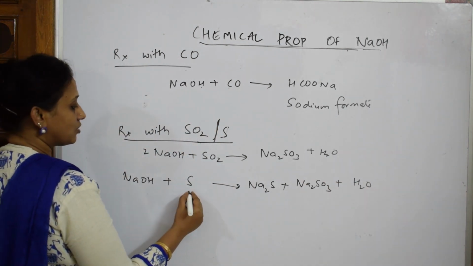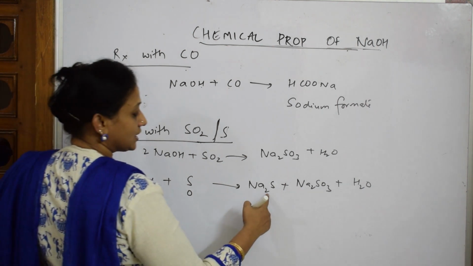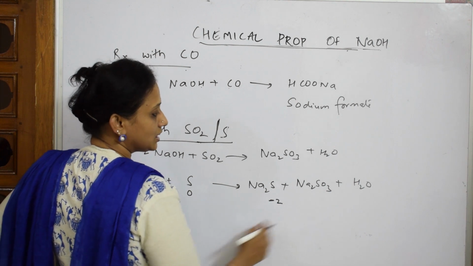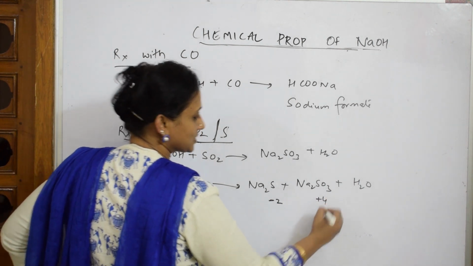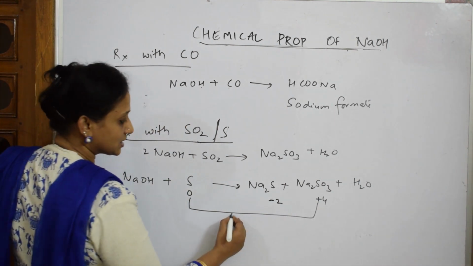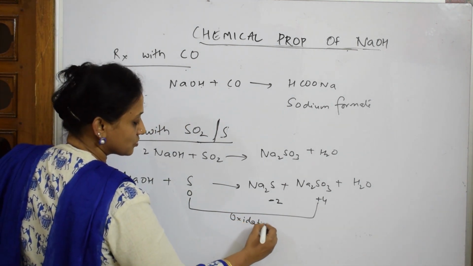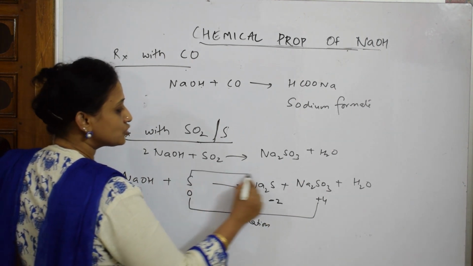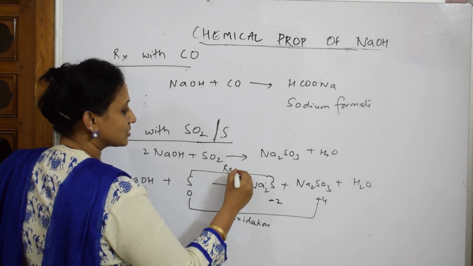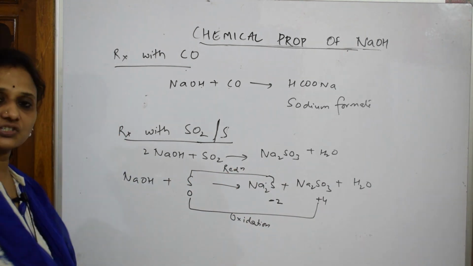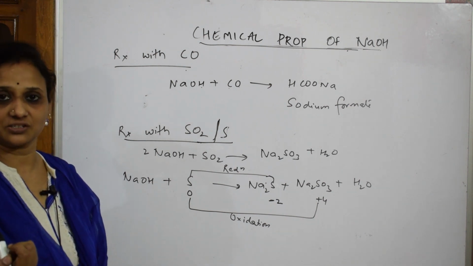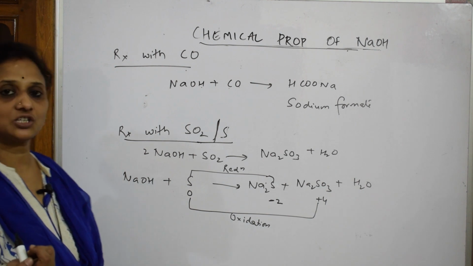Now let us see. Here the sulfur oxidation state is 0. Here, when I take Na2 as +2, this becomes -2. Now in this case, when I calculate, this is +4. Now see, from 0 to +4, it is an increase in oxidation state, so this is an oxidation process. Here from 0 to -2, it is a decrease in oxidation state, so this is reduction. Both oxidation and reduction are happening in the same reaction. So this type of reaction is called a disproportionation reaction. Yes, so a very important reaction. Please try to memorize it.